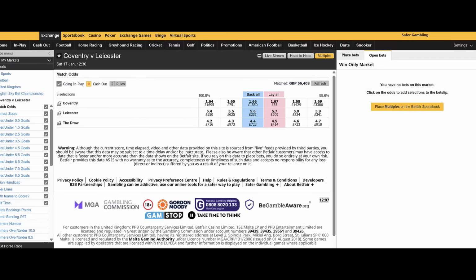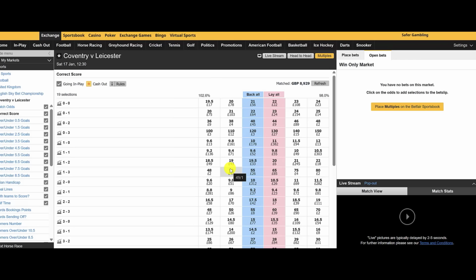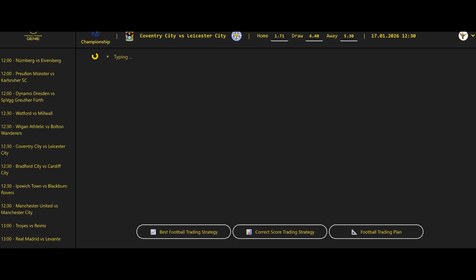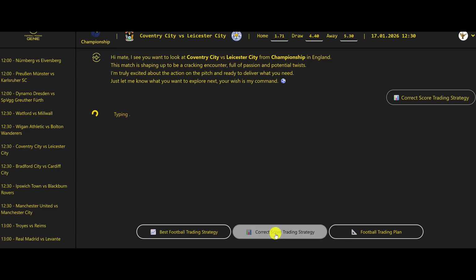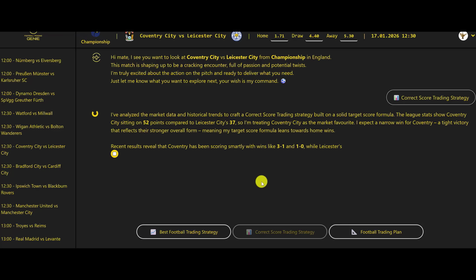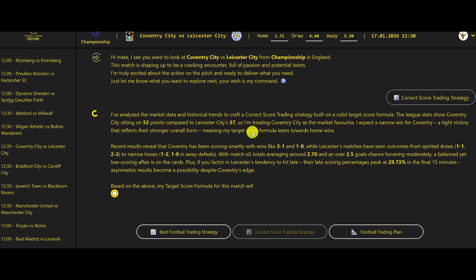So we're going to be using AI to help us trade this match with Coventry against Leicester from the English Championship, and we're going to be using AI to help us trade the correct score market on this one. So a bit of a jungle, and we want the AI to pick out a nice target score formula for this match. So we just go to the Football Trading Genie, click on the correct score trading prompt, and we're going to get a good idea now of what the target score formula is going to be.